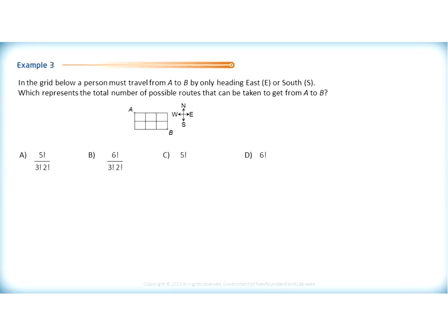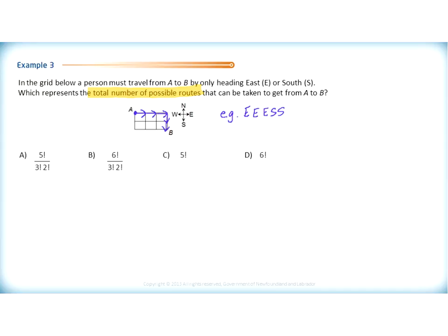In example 3, in the grid below, a person must travel from A to B by only heading east or south. Which represents the total number of possible routes that can be taken to get from A to B? So we are looking at the total number of possible routes. Let's look at one particular route as an example. If I begin at A and I'm only able to travel east, you could travel east, represented by E, east again, and then you could travel south, and then south again in order to get to B.